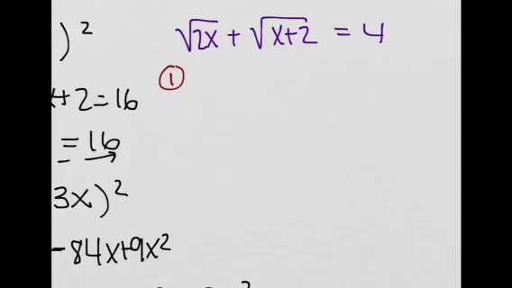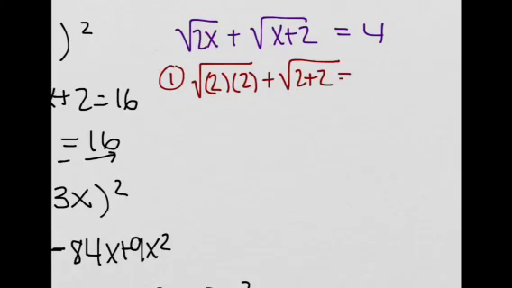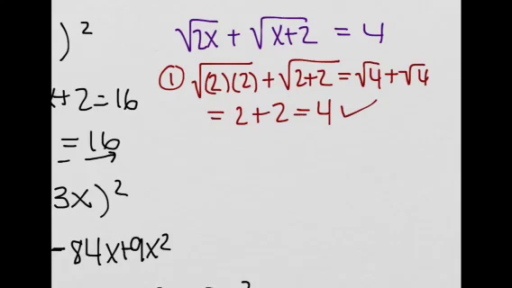So number 1. I'm going to substitute in x equals 2 the first time. So the square root of 2 times 2, plus the square root of 2 plus 2, is equal to the square root of 4 plus the square root of 4. And this is equal to 2 plus 2, which is equal to 4. Okay, great. This one works.